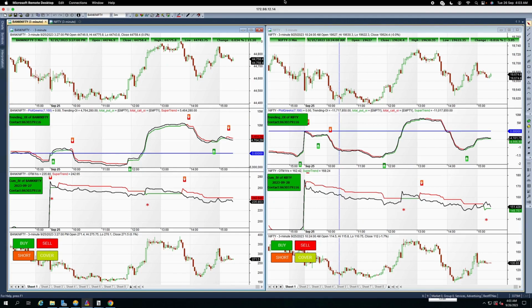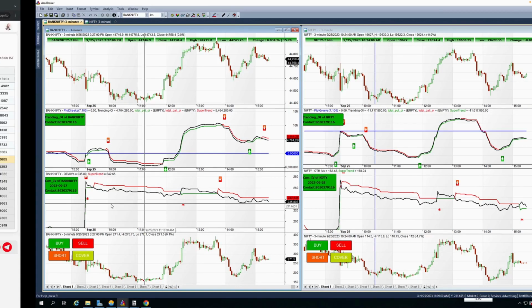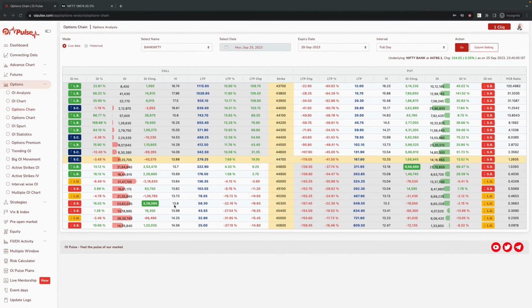Now I will tell you about the second indicator, this one, which is IV. This is trending OI on Bank Nifty. This is cumulative IV of Bank Nifty. Many of you don't know about IV and have not used IV much. You can see IV in the option chain, there is a column of IV in call option and put option, but many don't know what significance it has, how important it is, and how you can use it.